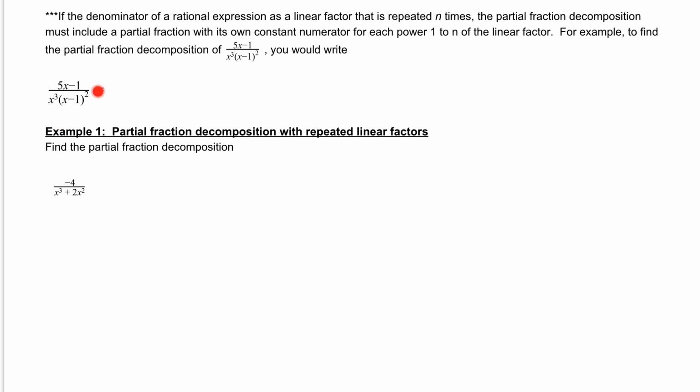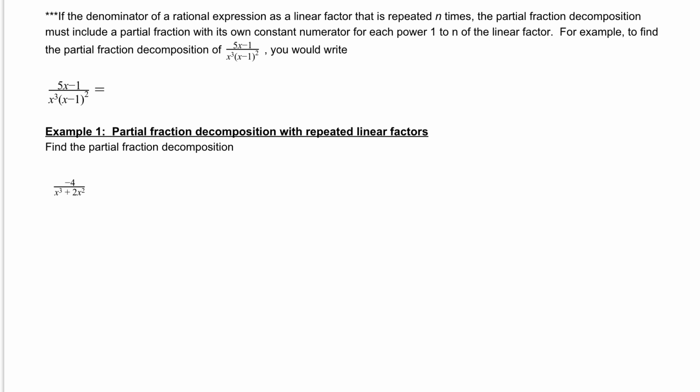So what I want you to notice in this is that we have an x raised to the third. That means we have a factor of x 3 different times. X minus 1 to the second means that we have x minus 1 twice. So what it's saying is that we have to represent each one of those factors. So again, to think about the denominator of this function right now, we have x times x times x times x minus 1 times x minus 1.